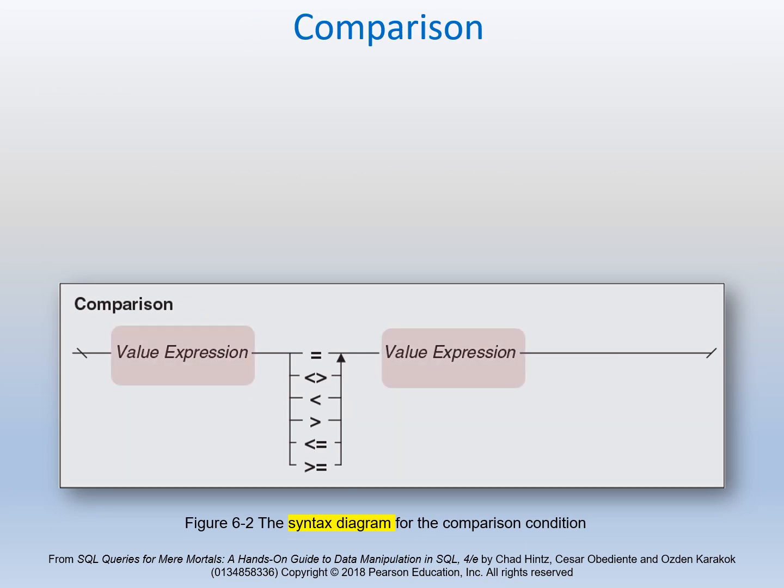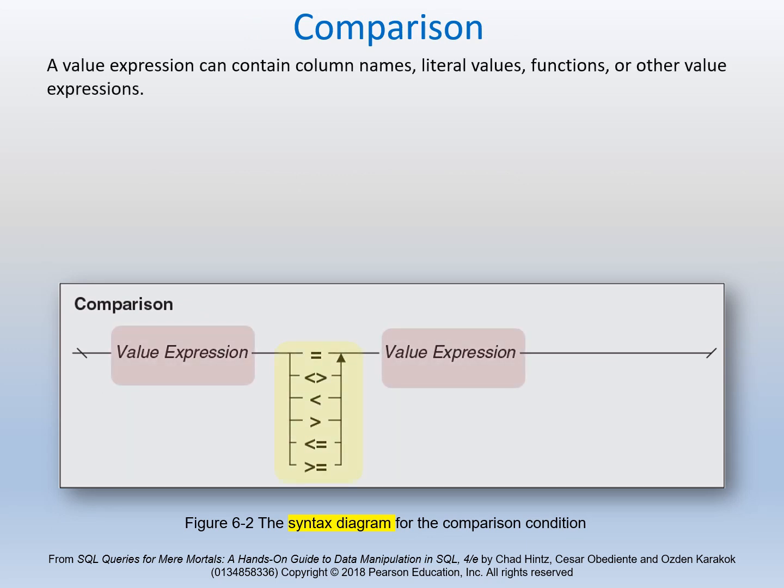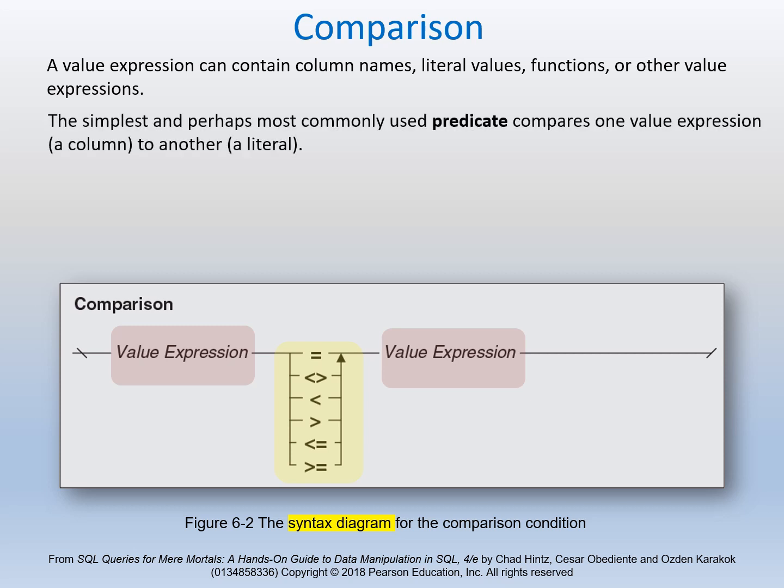Recall from Chapter 5 that a value expression can contain column names, literal values, functions, or other value expressions. The simplest and most commonly used predicate compares one value expression to a column or to another literal, and we see here in the syntax diagram the predicates that are highlighted in yellow are equal, not equal to, less than, greater than, less than or equal to, greater than or equal to.